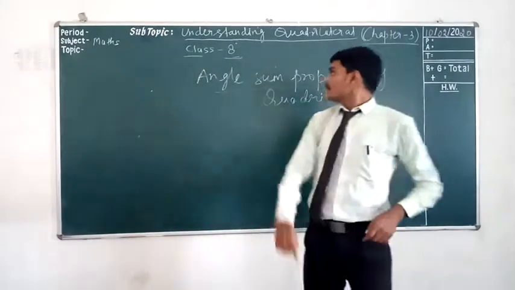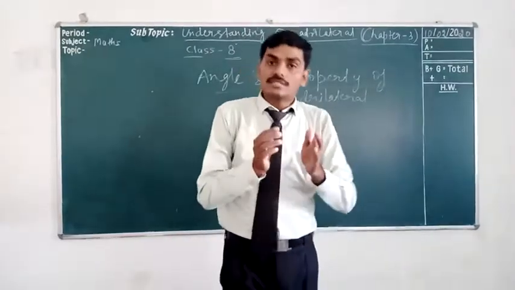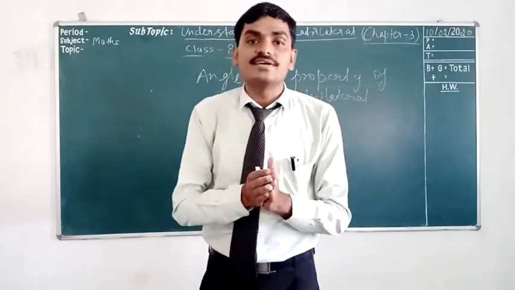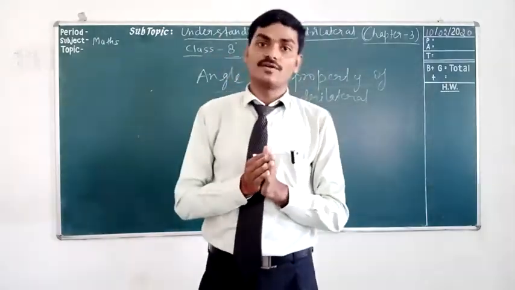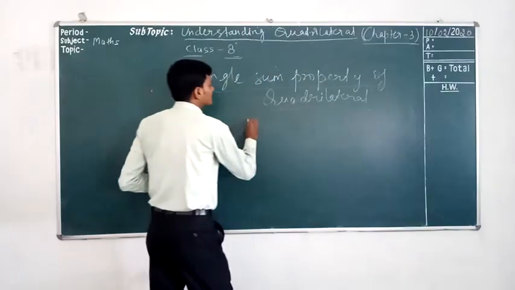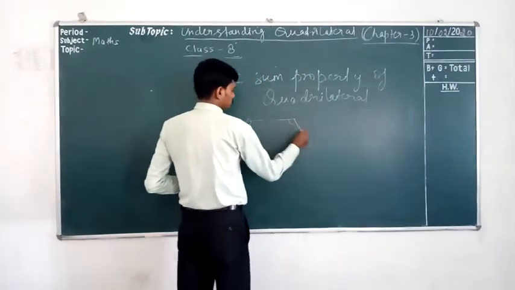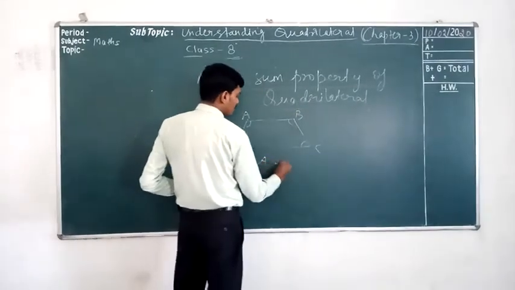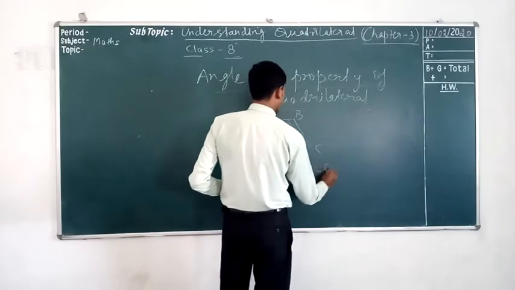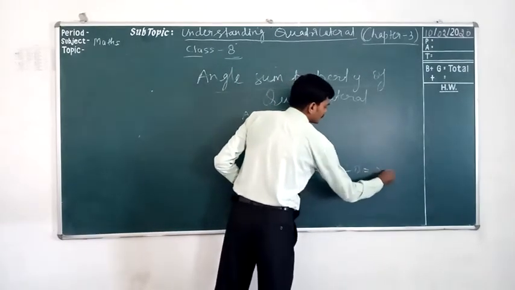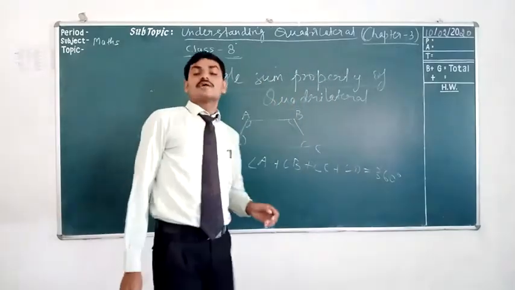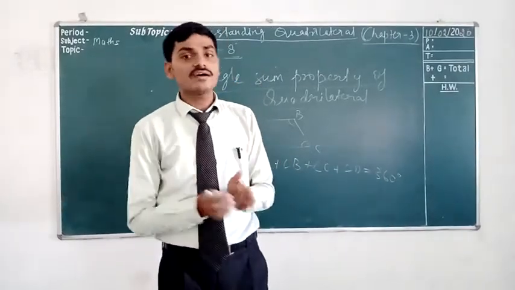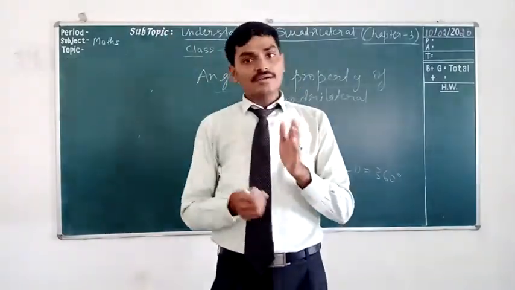What is the angle sum property of quadrilateral? The sum of all the interior angles of any quadrilateral is equal to 360 degrees. This is the angle sum property of any quadrilateral. That is, if this is the quadrilateral, then angle A plus angle B plus angle C plus angle D equals 360 degrees. So the sum of all the interior angles of any quadrilateral is equal to 360 degrees.